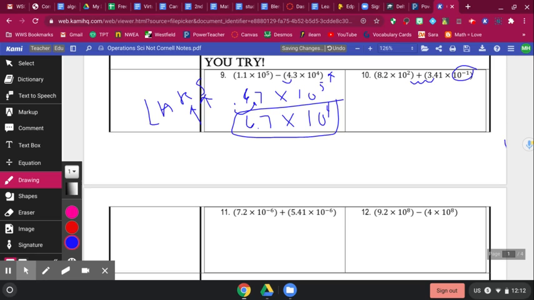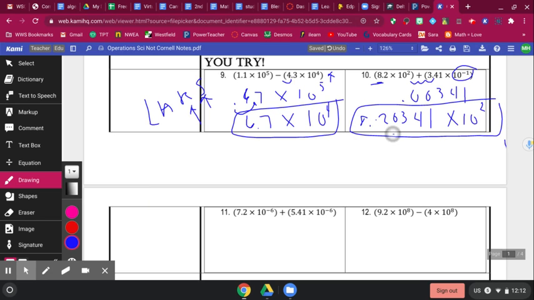So now I am adding 0.00341 to 8.2. So I get 8.20341 times 10 to the second power as my answer. We have to keep all of these significant digits in our scientific notation.